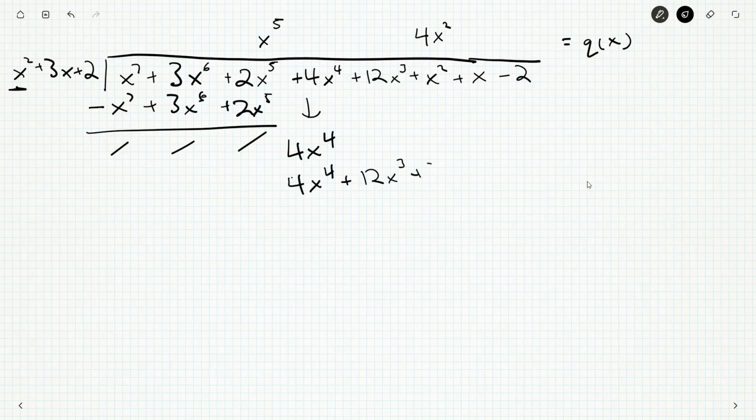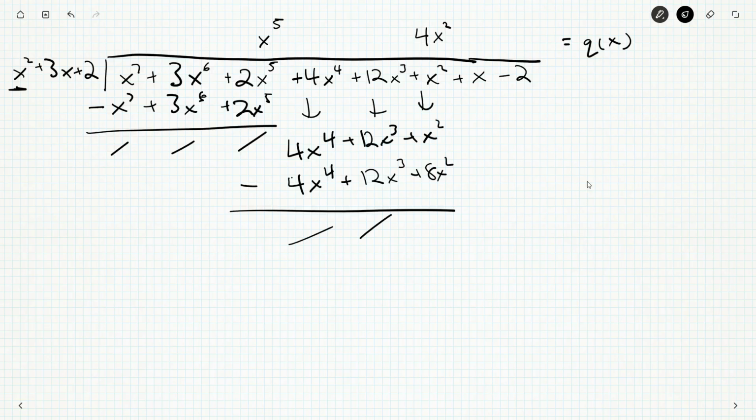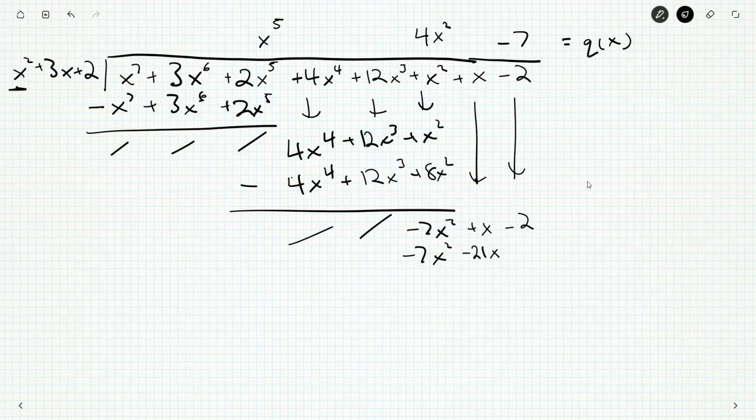cubed plus 8x squared. We'll have to bring these guys down as well because we have to subtract. We get nothing there, and then x squared minus 8x squared. That's negative 7x squared. Now we haven't used this power. We'll bring some other stuff down with it. Now, negative 7x squared, divide that by x squared, and we get negative 7. So we multiply through, minus 21x, and then negative 7 times positive 2 is negative 14.